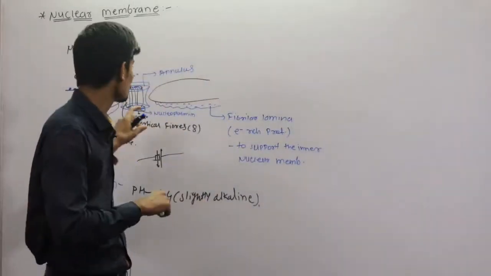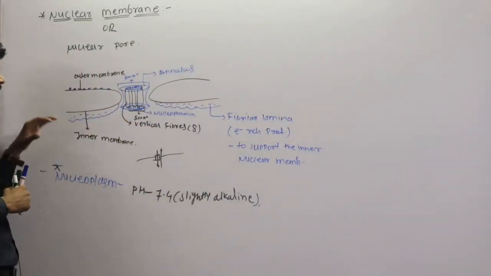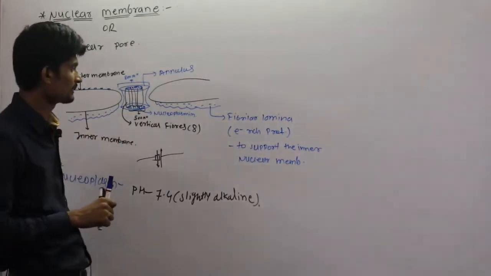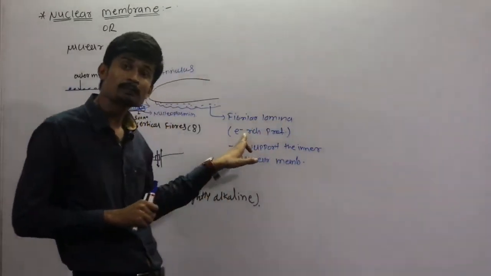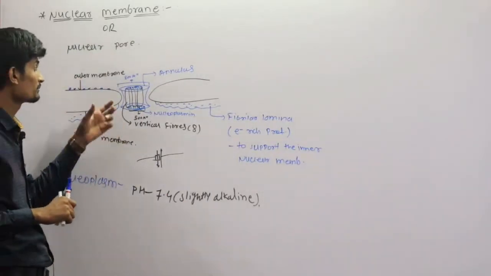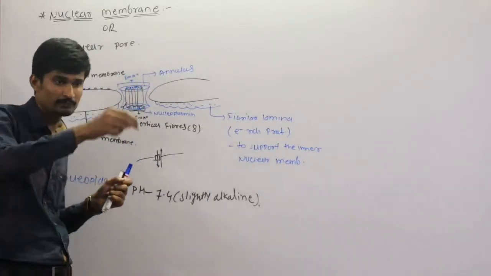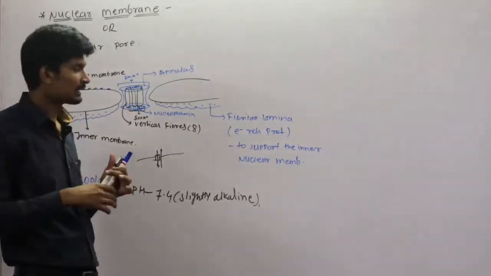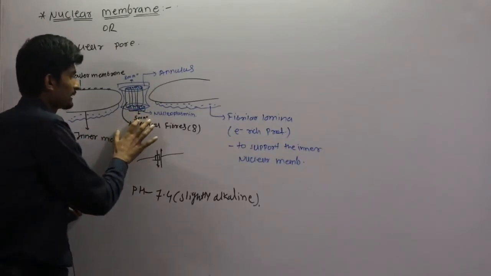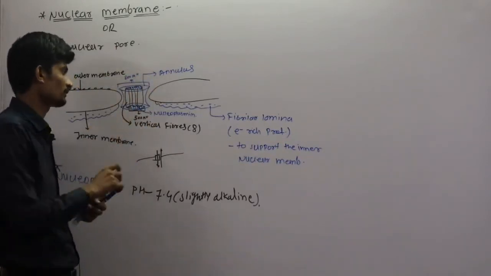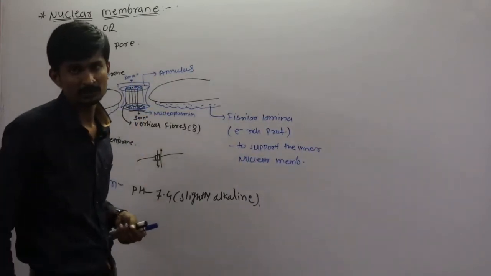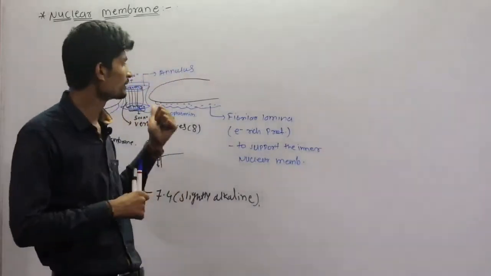So this is the structure of the nuclear pore. The nuclear envelope consists of two membranes, outer and inner. The inner membrane again has one extra layer, the fibrillar lamina, which is made up of electron-rich protein and supports the inner membrane. The pore is made up of the annulus, means 8 vertical fibers are present which form the annulus. The actual diameter through which substances are transported is 500 angstrom, and the total diameter is 800 angstrom, and the substance present in this space is called nucleoplasmin. So this is the structure of the nuclear pore.